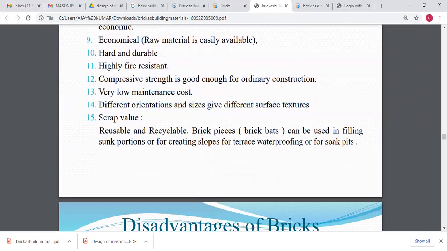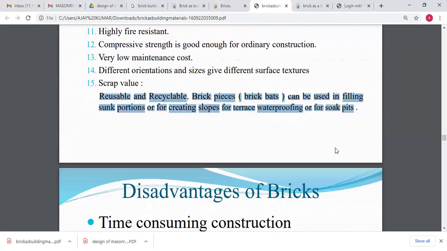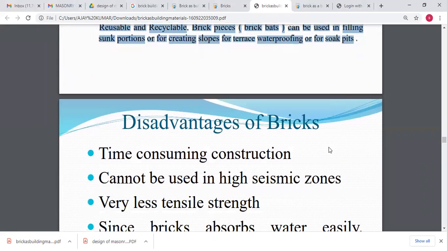Scrap value for brick. Reusable and recycled bricks have more scrap value. They can be used for waterproofing and slopes for buildings or soak pits.